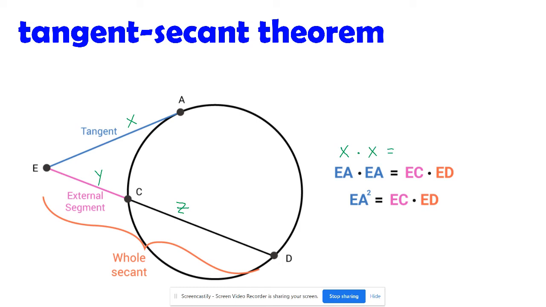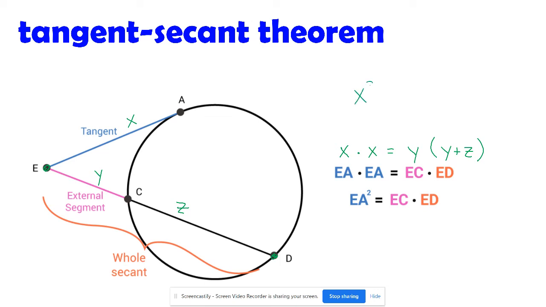And then we have EC times ED. So EC is the pink segment, that's y. But again, just like what we just did, the other part, ED, goes from here all the way across the circle to here. So it is not just y, it's not just z, it's y and z together. So we're going to have y times y plus z. Now, on the left side here, we have x times x. And x times x is x squared.